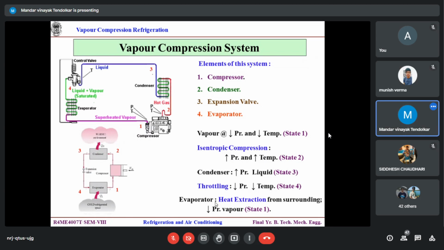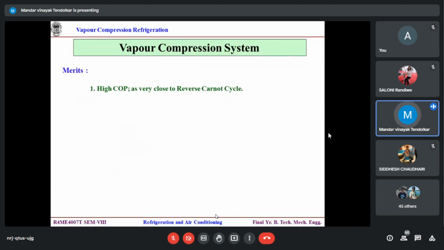What are the merits? Basically, high COP. This is because this particular cycle resembles the Carnot cycle, the Carnot refrigerator, very closely. So isentropic compression remains as it is. Isothermal heat rejection, that is the condenser. Isothermal heat absorption, that is the evaporator. The only process that is deviating is the isentropic expansion. We do not use any turbine over here for the isentropic expansion. We use a simple capillary or thermostatic expansion valve or something like that, a throttle valve. And throttling is an irreversible process, we know.